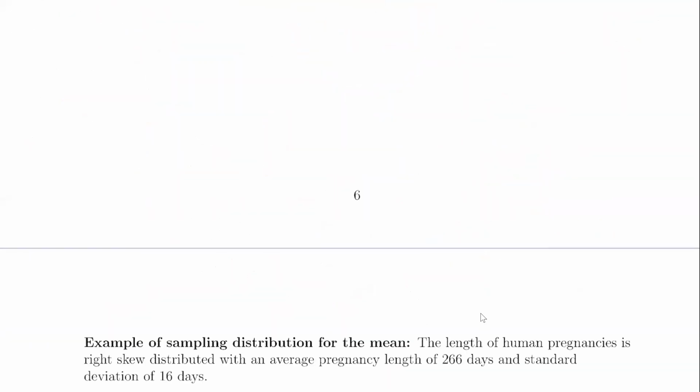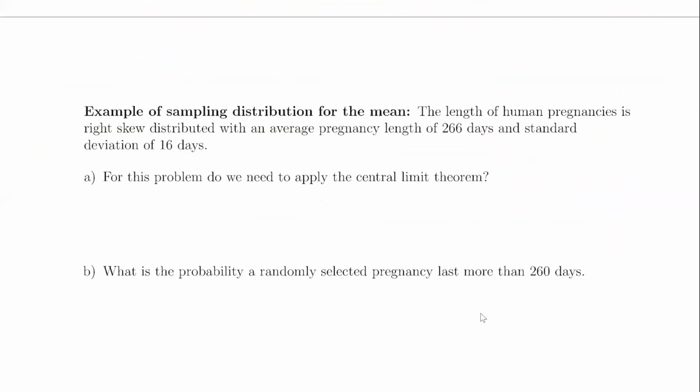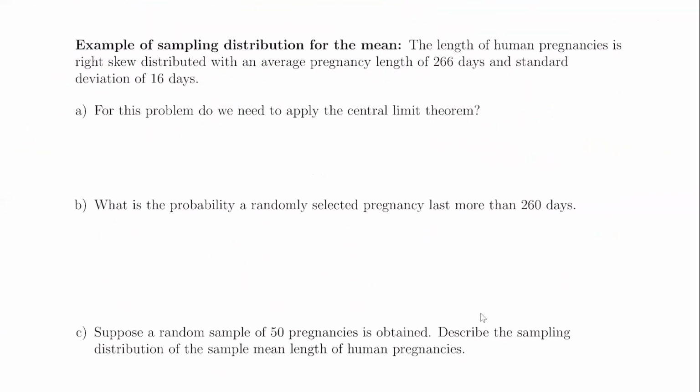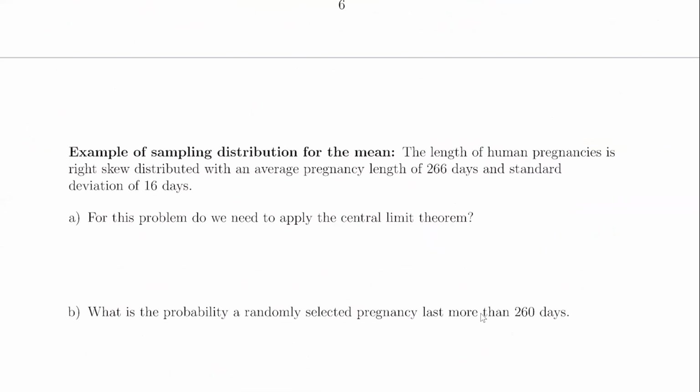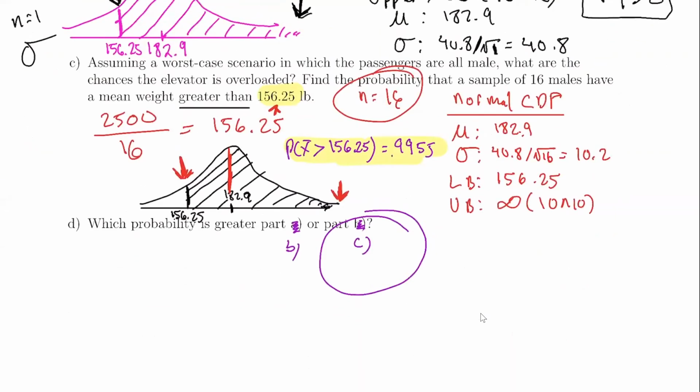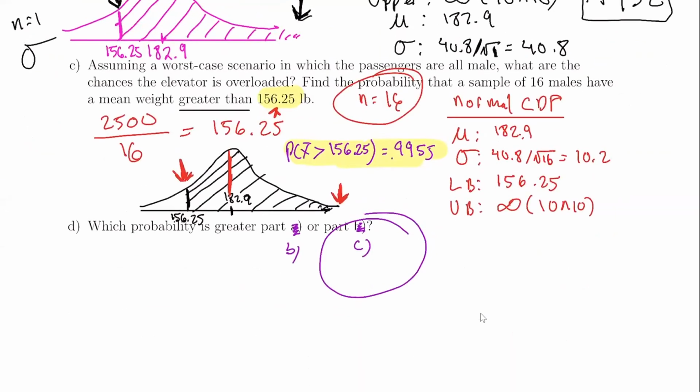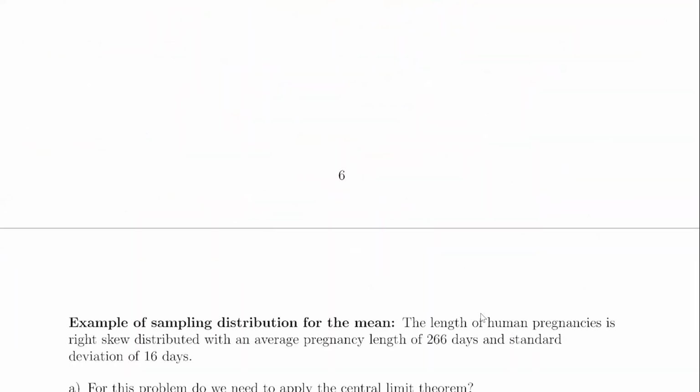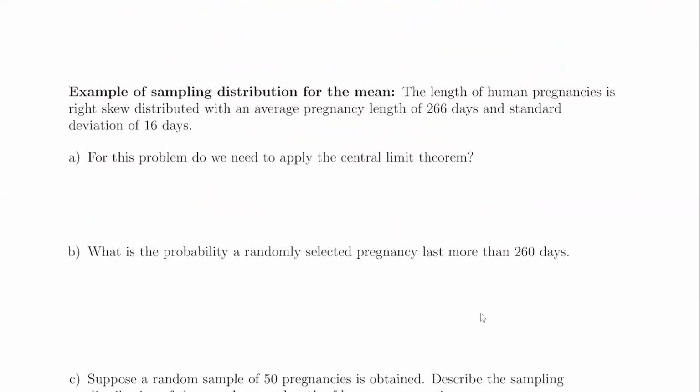So let's do the next problem. All right, so for the next problem, we're gonna do the length of a human pregnancy. Sorry, what was D? Part C was greater. So the probability in part C was greater. Okay. So let's do this next problem.